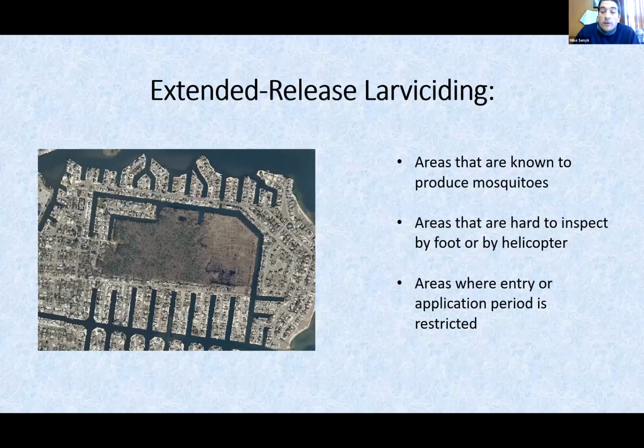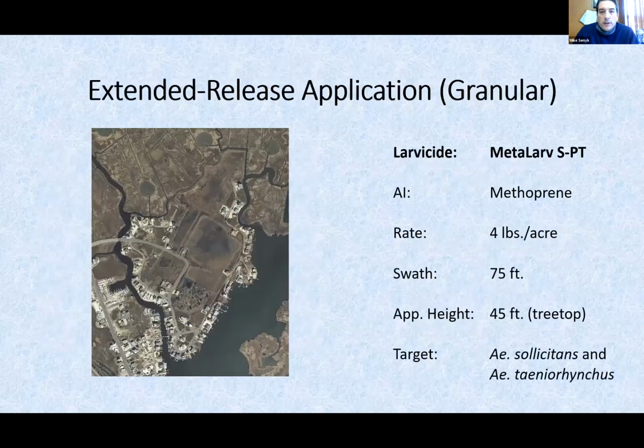There also could be areas where entry or application period is restricted. It could be an environmental reason. It could be something to do with human activities as well. So what we're using in this situation is Metalarv. The active ingredient here is methoprene. We're spraying this at a rate of 4 pounds an acre with a swath of 75 feet. The application height, again, is 45 feet or treetop level. And here we're targeting sollicitans and Aedes taeniorhynchus.